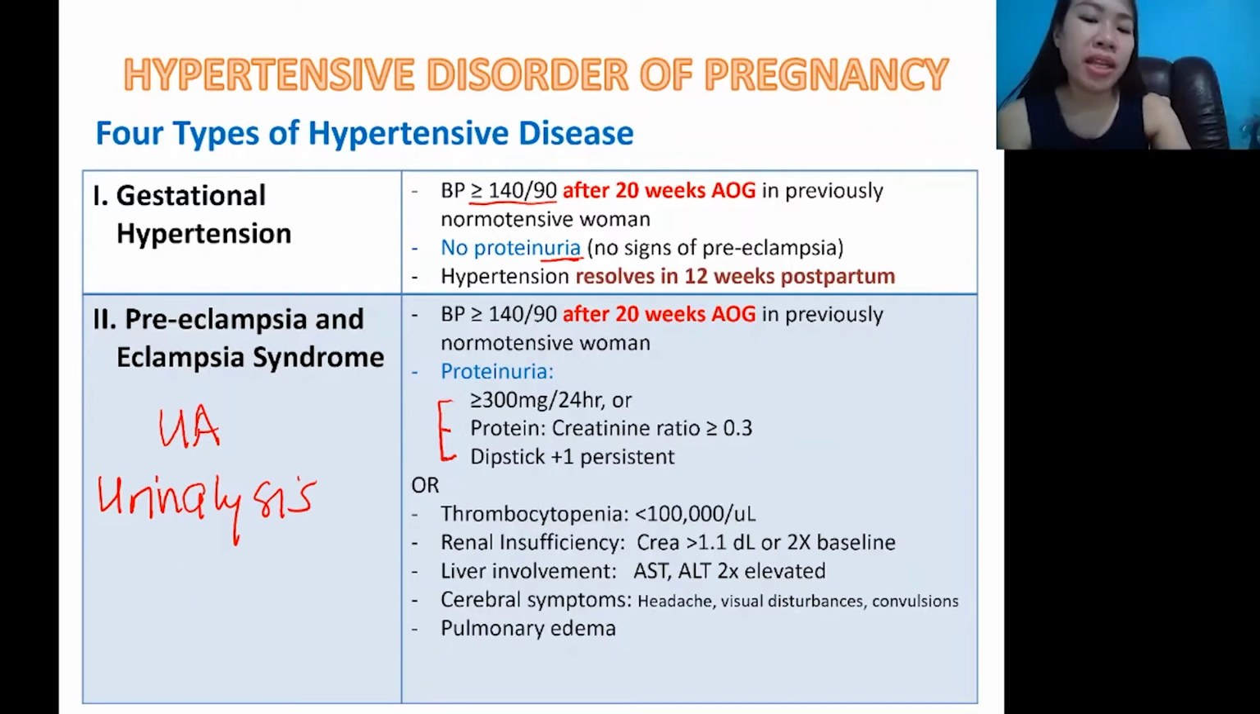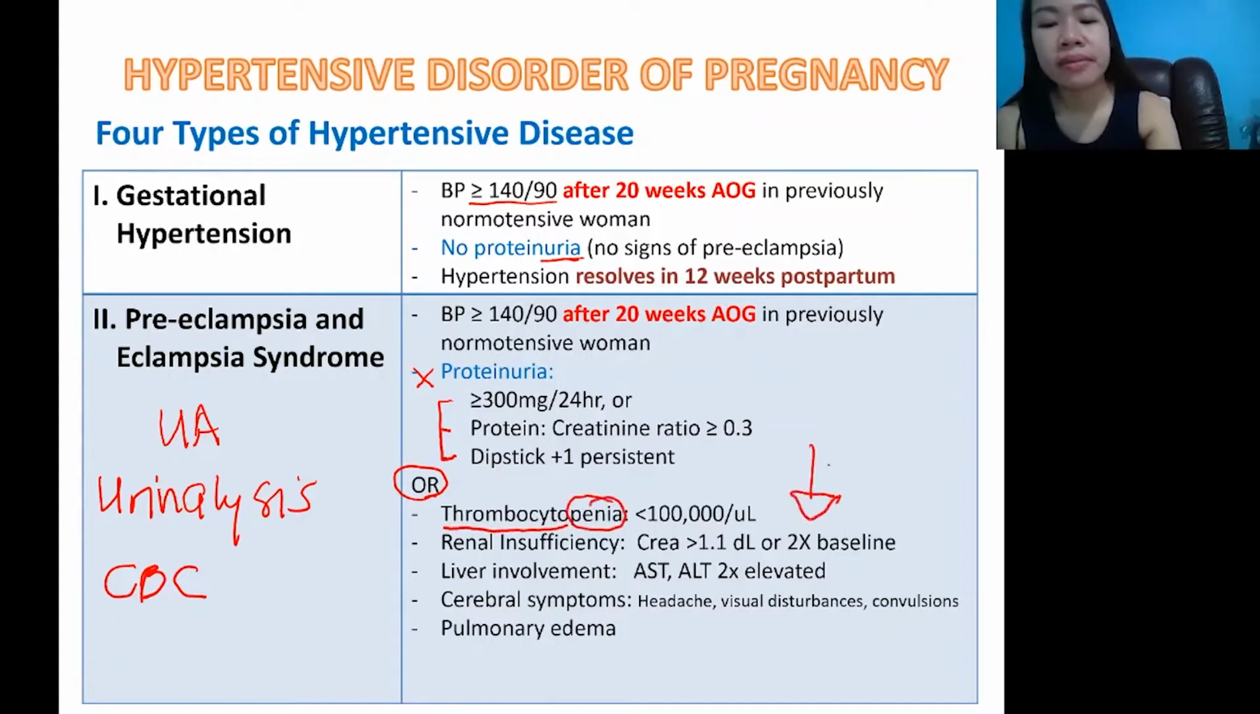Halimbawa, mataas ang BP ng nanay pero wala siyang proteinuria. Sabi niya dito, class, OR. Wala nga siyang proteinuria pero nung tinignan mo naman yung platelets niya, mababa. Pina-check natin yung CBC, di ba? Sa CBC, makikita natin ang platelets. Look at this word, class. Ang root word natin ay thrombocyte. Thrombocyte means platelet. Pag nakita natin ang suffix na penia, ibig sabihin decreased. Thrombocytopenia, decrease platelet.